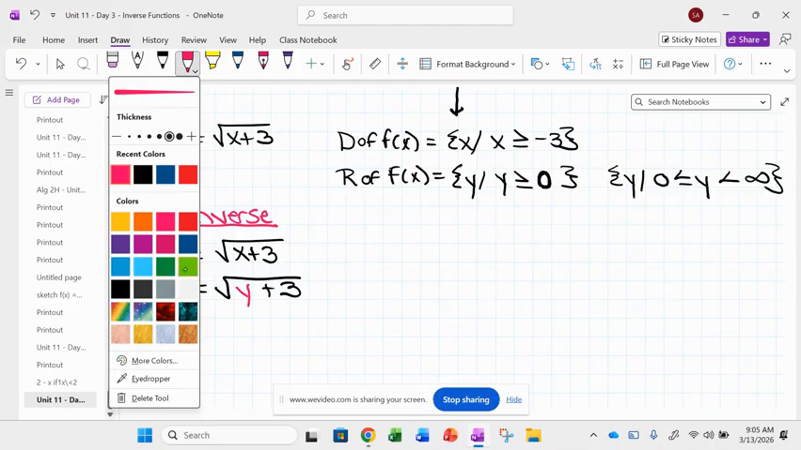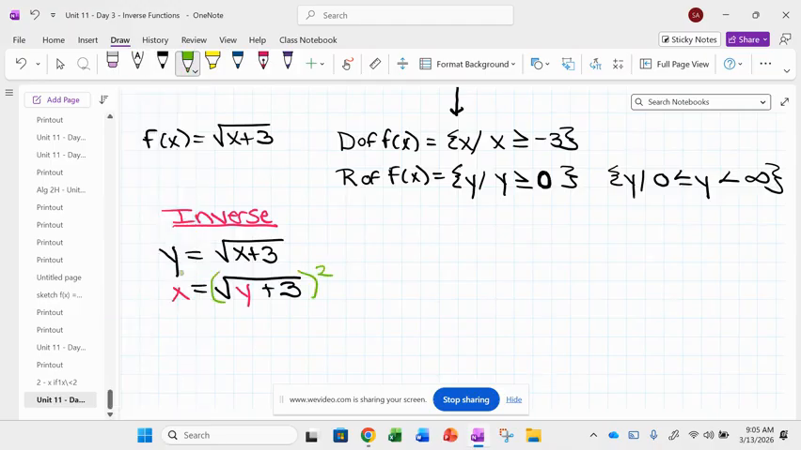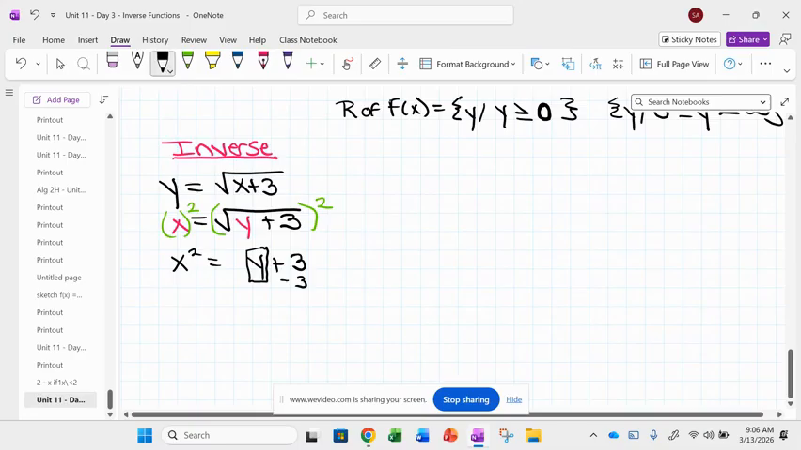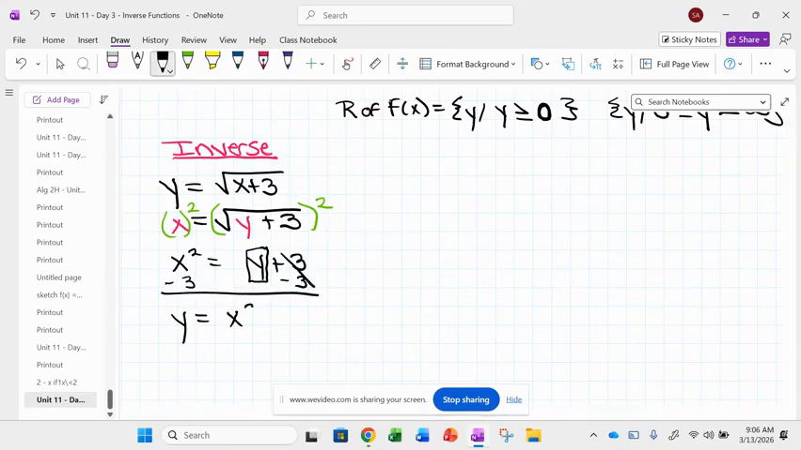So I'm going to go ahead and square the right side and the left side. So I'm going to end up with x squared equals y plus 3. My goal is to solve for y. If my goal is to solve for y, do we all agree I need to subtract that 3? So I'm going to get y is equal to x squared minus 3. My last step here is to replace y with f of x. Sorry, not f of x, the inverse function of x.